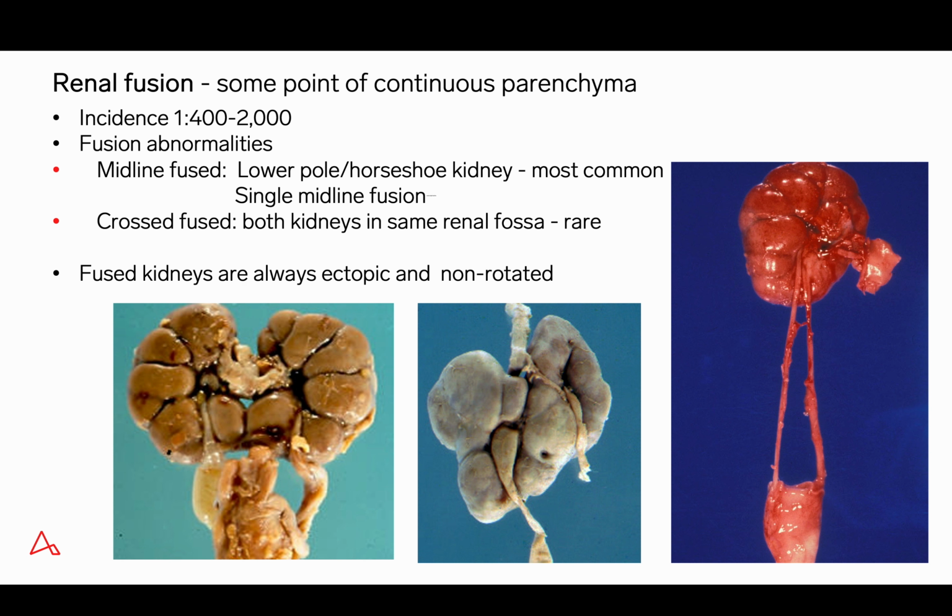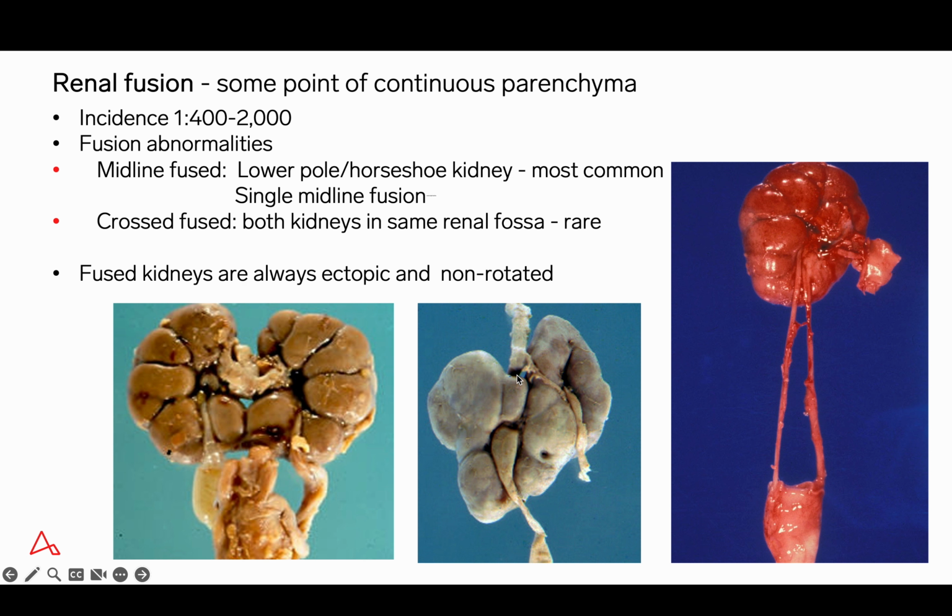Fusion abnormalities are simply kidneys that are continuous at some point in the renal parenchyma. Most often this is at the lower pole, the so-called horseshoe kidney. And here on the left we have a nice example of a newborn showing very prominent fetal lobation, fusion at the lower pole, giving the horseshoe shape. Notice the ureter and pelvis in both cases are anterior. This was associated with posterior urethral valves, thus the bladder is dilated and there's dilatation of particularly the ureter on the right side, the left kidney.